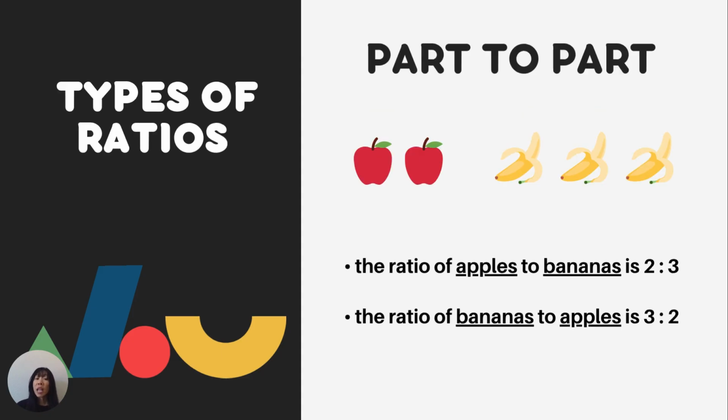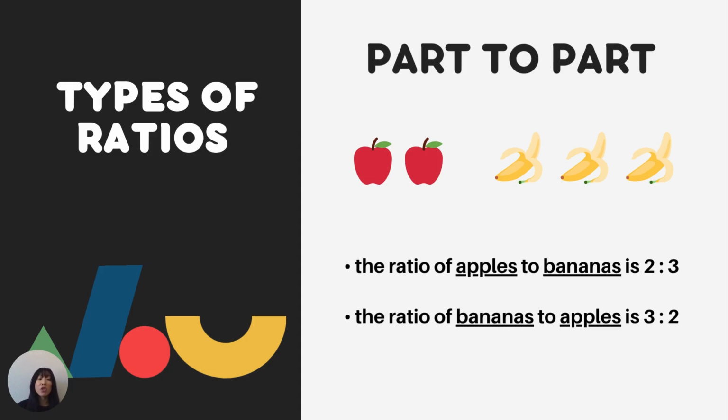We have 2 different types of ratios. The first type of ratio we're going to talk about is part to part. So take a look at the previous example where we have 2 apples and 3 bananas. So those 2 parts make up the ratio. We have the ratio of apples to bananas is 2 to 3. The ratio of bananas to apples is 3 to 2.